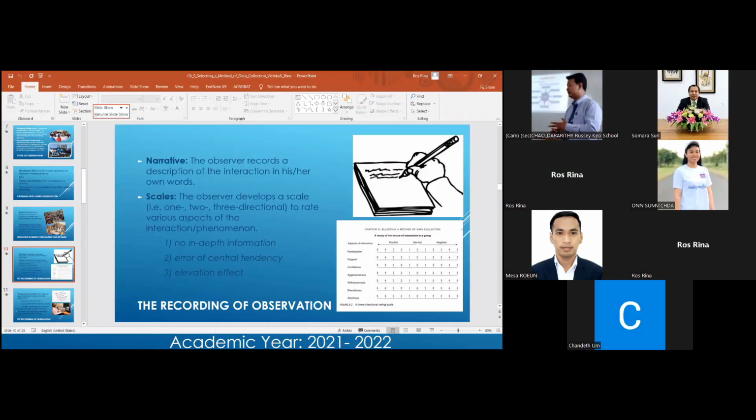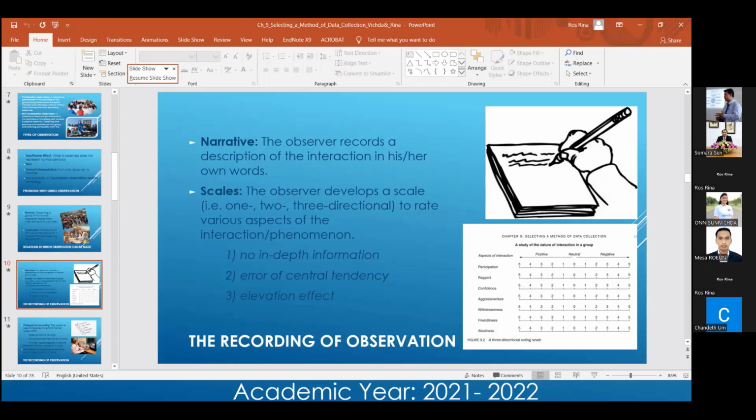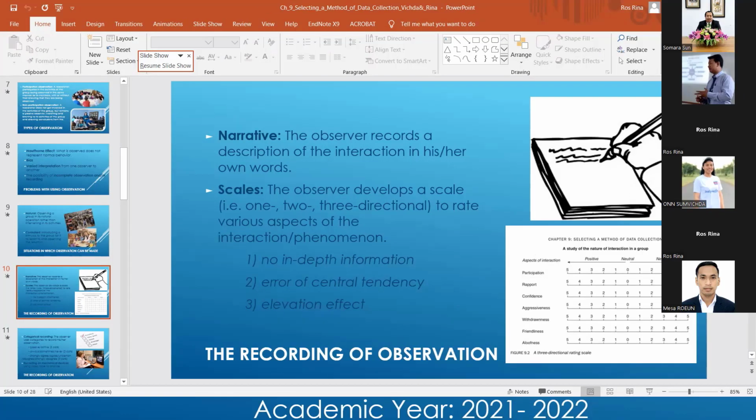The basic observation scale means the observer develops a scale, for example 1, 2, 3, directional, to rate various aspects of the interaction phenomenon. The first problem is no in-depth information, the second is error of central tendency, and the third is elevation effect. I put the graph here, but it is a little too small. You can check inside the book as well.